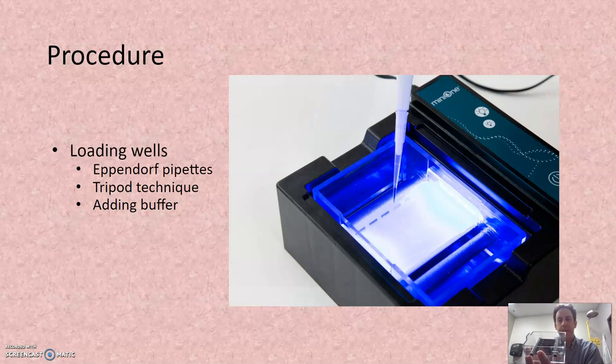And then you're going to have to load the wells. And to load the wells, you're going to use a fancy pipette. This is called an Eppendorf Pipette, and it looks like this. And this little plastic piece is a disposable tip. And so you're going to put a tip on there. You're going to dip it into the DNA, draw some DNA up, and then add it to the wells.